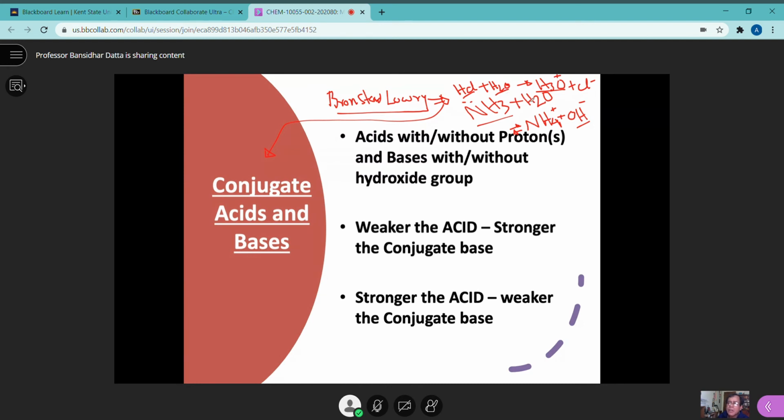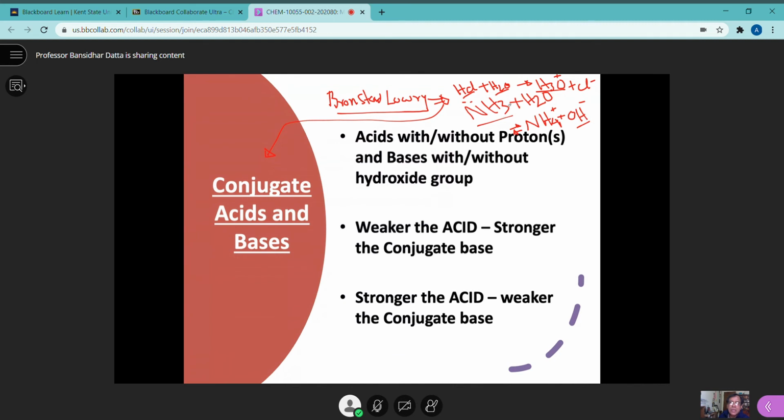We talked about that, right? In this case, ammonia plus water, water is acting like an acid, giving the proton to ammonia. In the case of HCl plus H2O, water is taking the proton from HCl, so water is acting like a base. That's why water could be acid or base. And these acids and bases, especially NH3, don't have a hydroxide ion themselves, but once you dissolve in water, it makes the hydroxide ion. So that's why the Bronsted-Lowry definition of conjugate acids and bases.